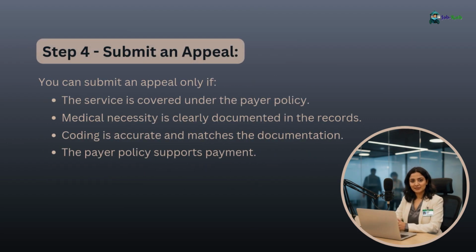Step 4. Submit an appeal. This step is very important. As an AR caller, you should never appeal every CO-50 denial blindly. You can submit an appeal only if the service is covered under the payer policy. Medical necessity is clearly documented in the records. Coding is accurate and matches the documentation. The payer policy supports payment. When you submit the appeal, always attach complete medical records, policy reference LCD or NCD that supports the service, a clear and professional appeal explanation.